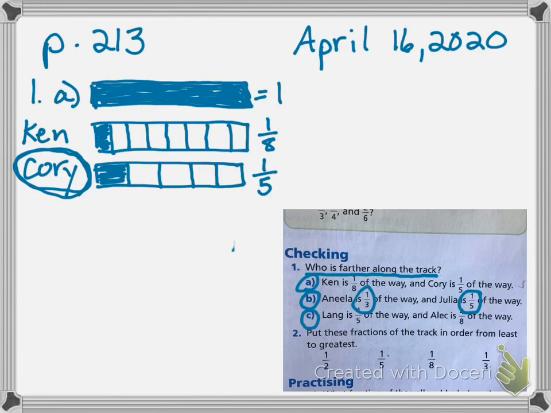All right, I'm just making room here for number 2. Okay, number 2. Now you have to use the information that you got in number 1 for number 2. Look what it said. Put these fractions of the track, so you have already done one. Oh, actually, no, that isn't. Okay, this is different. Put these fractions of the track in order from least to greatest. Okay, sorry, I thought we had already done all of those.